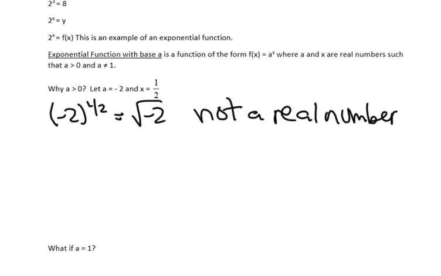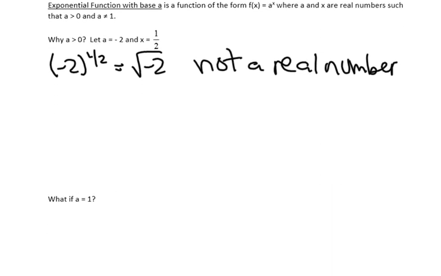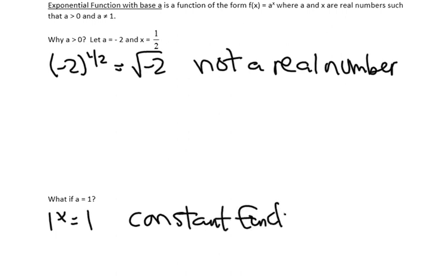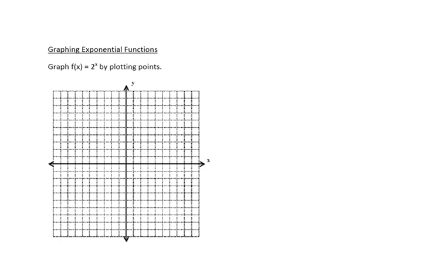Now, the other question we need to ask is, what happens if a is equal to 1? Plug it above, that's 1 to the x. 1 to any particular power is 1. That is a constant function, and we do not want that here either. So that is why we have the restrictions the way we do. Now what I want to be able to do is to graph exponential functions. So let's graph a real basic one. Let's graph f of x is equal to 2 to the x by plotting points.